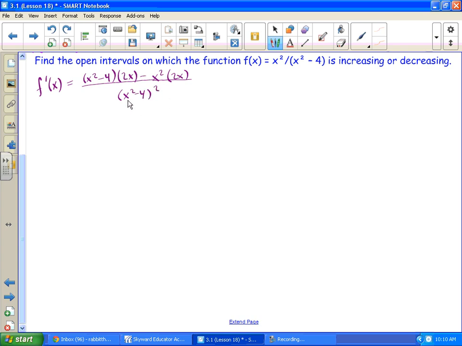And I'm not even going to clean that up at all. I'm just going to leave the denominator the way it is. Distribute your 2x through, and I get 2x cubed minus 8x. And then back here I have minus 2x cubed. Does that look right? So my numerator, these cancel, and I just end up with negative 8x over x squared minus 4 squared. So any questions on that?